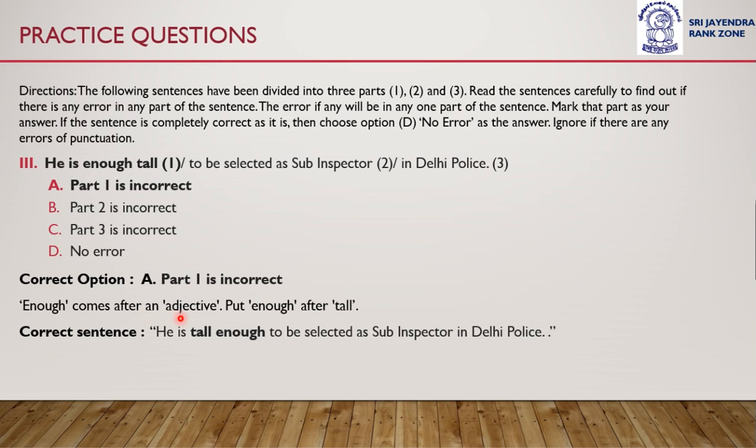So enough comes after an adjective. Therefore, we will put enough after tall and the correct sentence will become he is tall enough to be selected as sub-inspector in Delhi Police. So option A is correct. Part 1 is "he is". Instead of enough tall, the correct form would be tall enough.